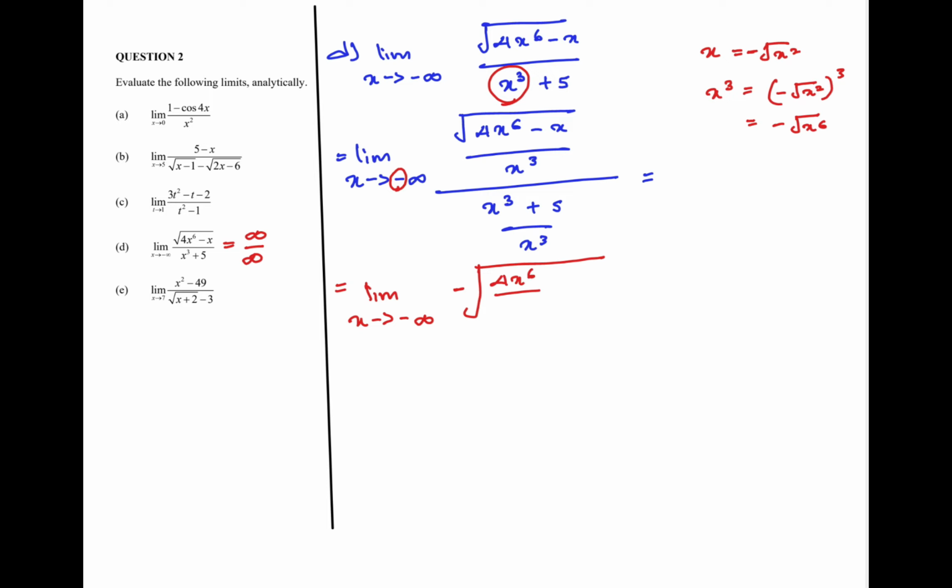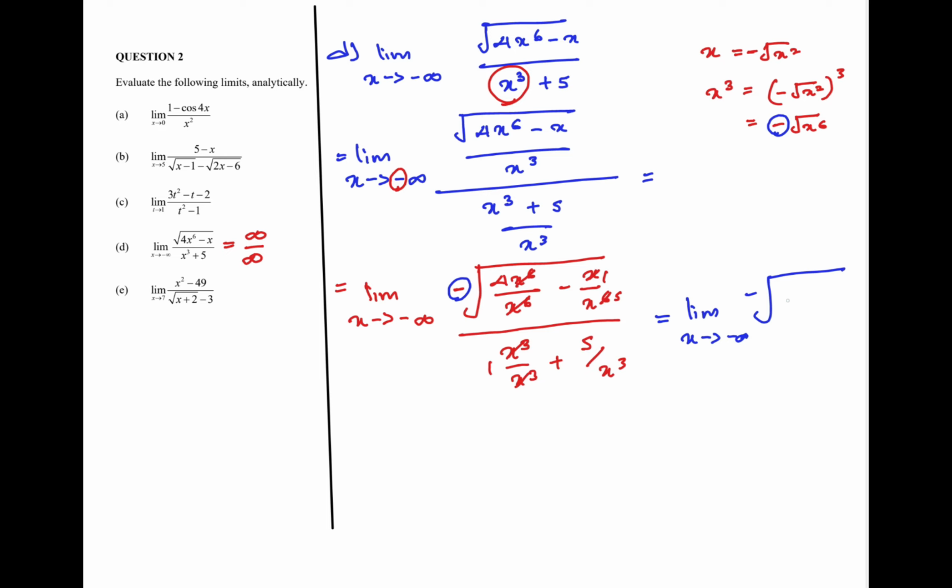So 4x^6 divided by x^6 minus x divided by x^6. We come out with this negative, because that one is negative. Then the denominator: x cubed divided by x cubed plus 5 divided by x cubed. We can simplify this one. We get 4, here is 1 over x^5, here is 1. So after we simplify, we get the limit as x approaches negative infinity of negative square root of (4 minus 1 over x^5) divided by (1 plus 5 over x cubed).